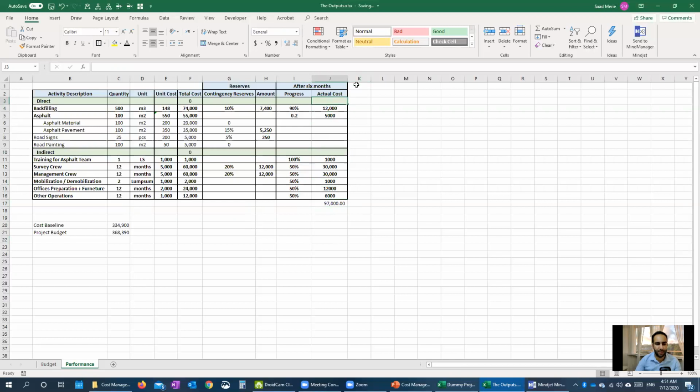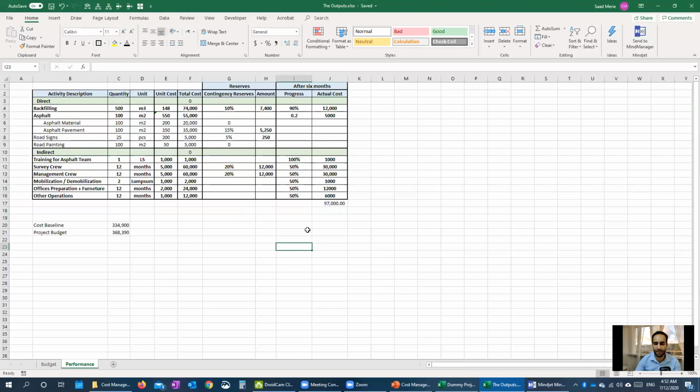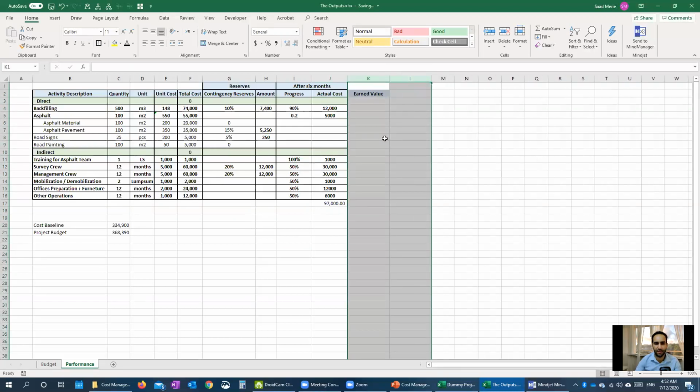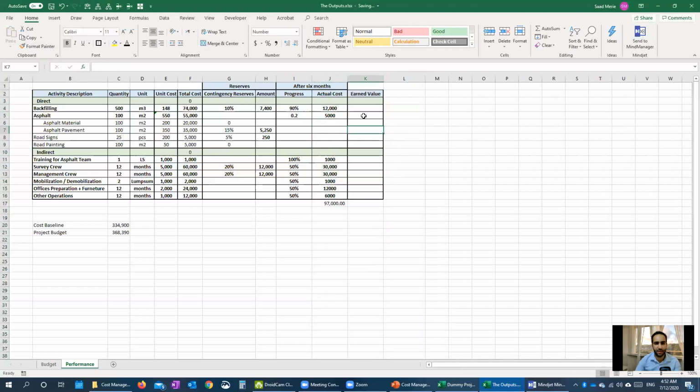What we have now here is no work yet in the signs and painting, and our task is to know our performance in this project. The first thing we need to calculate here is earned value. We said that the technique that will help us to know the status in the project is the earned value technique. So let's take a look at it.